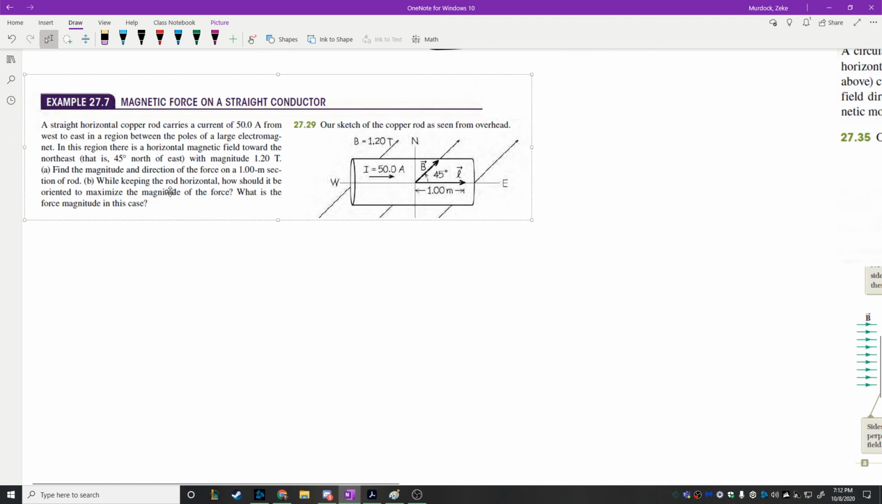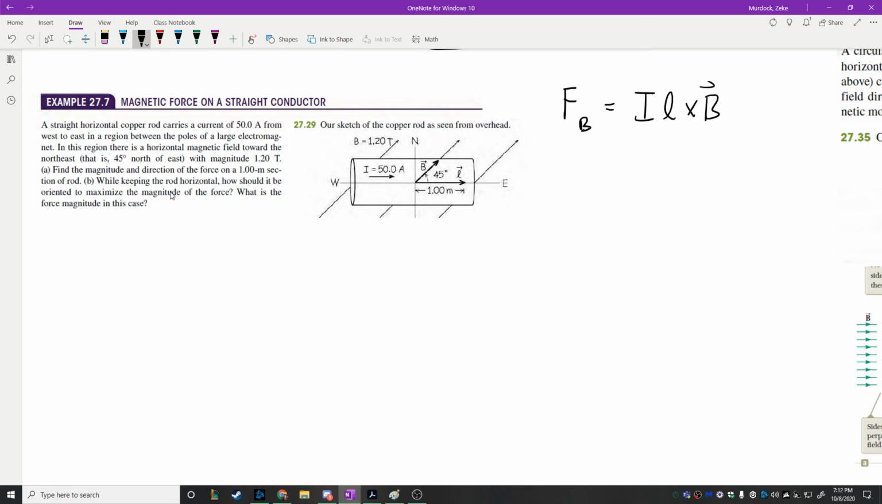Okay. In this problem, we're going to use the equation we just derived, the magnetic force equation. All right, we're given current, we're given magnetic field, we're given the length. It's just the 1 meter section that we care about here. So you see that length vector drawn here. We see the magnetic field vector drawn here, which means we know the angle between the two of them. So this is pretty straightforward.